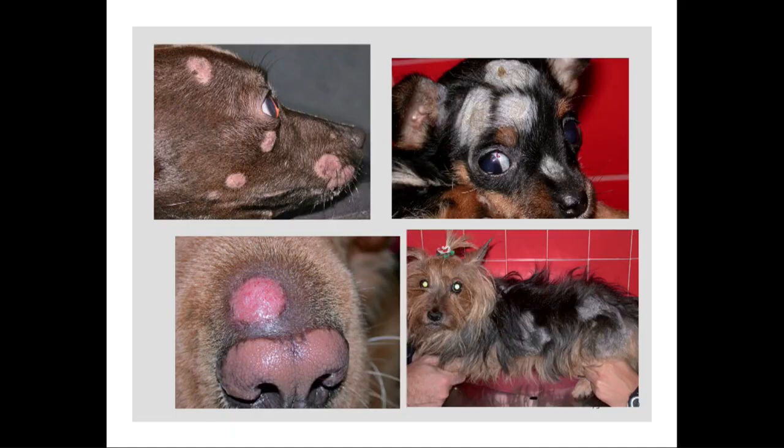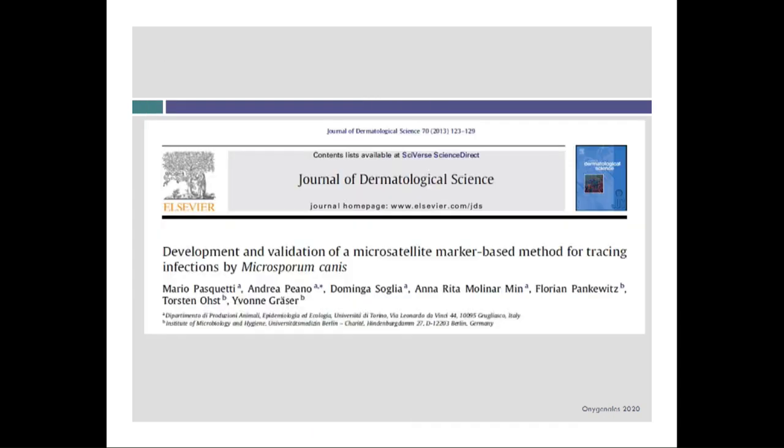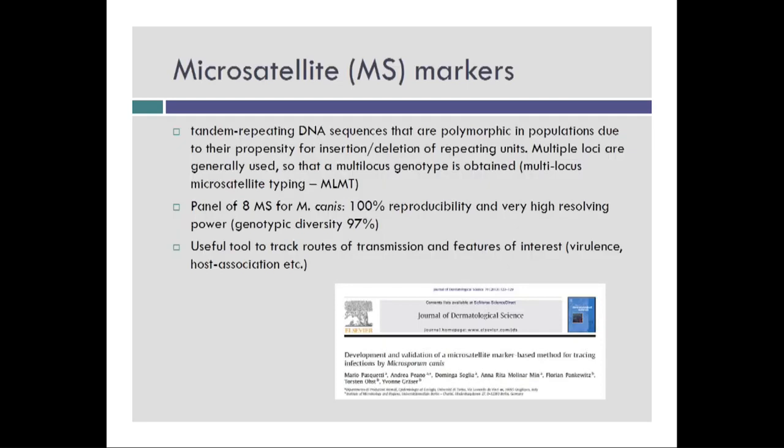The next, please. And of course, dogs can also be affected, and you can see here different clinical presentations. The next, please. And of course, the importance of this pathogen is due to its high zoonotic potential. The next, please. So some years ago, we began to explore the possibility of strain typing of this pathogen using microsatellite markers.